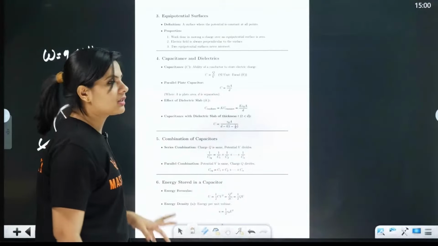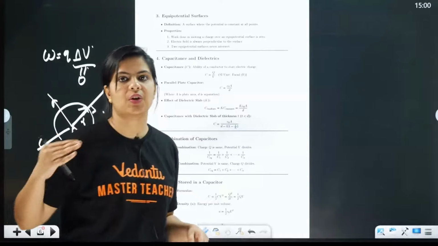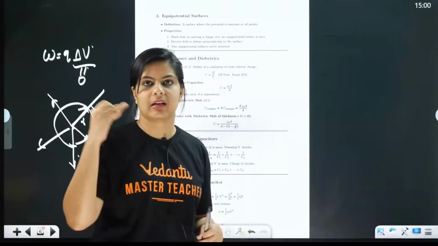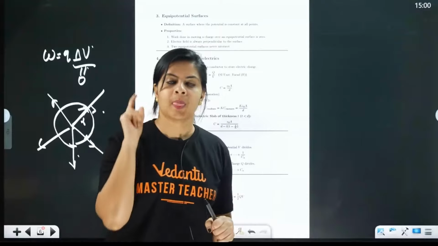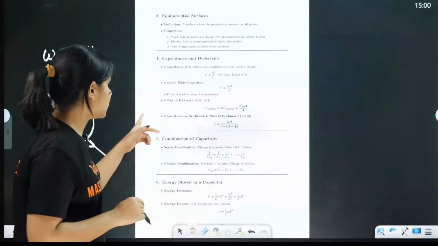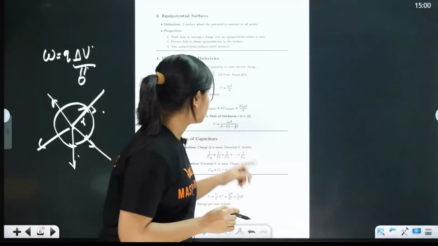Okay, so in capacitance we have two different types of capacitors: spherical and cylindrical. But we are focusing on the parallel plate capacitor. Before that, I just wanted to tell you one more equation that you can add here.